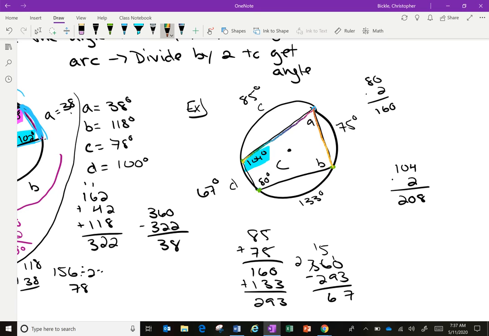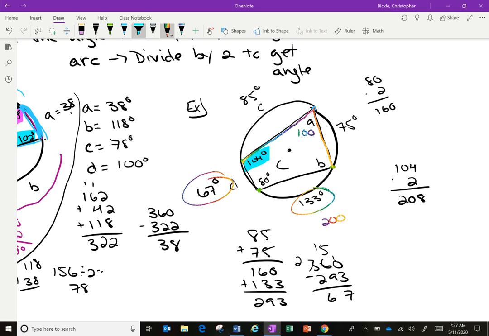So if I said, hey, I need this whole area right here, I've got 133 and 67. So those two together have to be 200. If they give you the arc, divide by 2 to get the angle. 200 divided by 2 gives you guys 100 degrees. We could use the same idea on the other side.